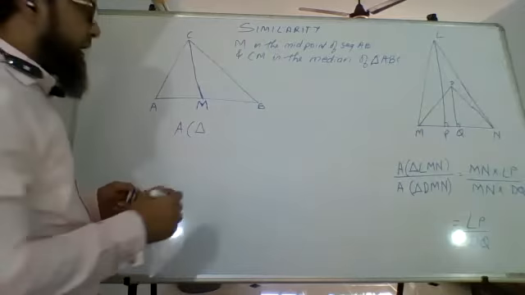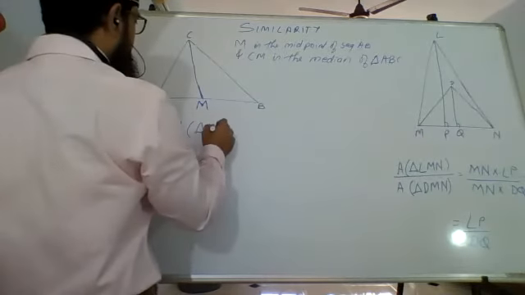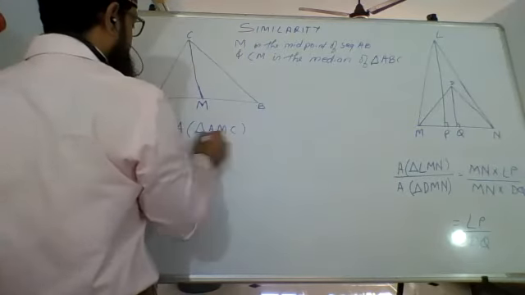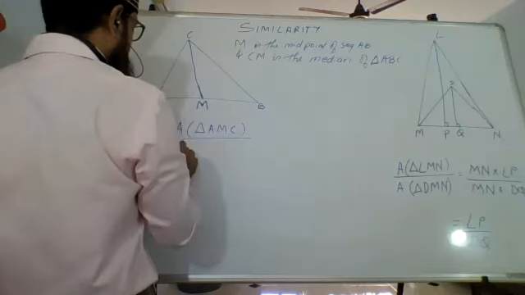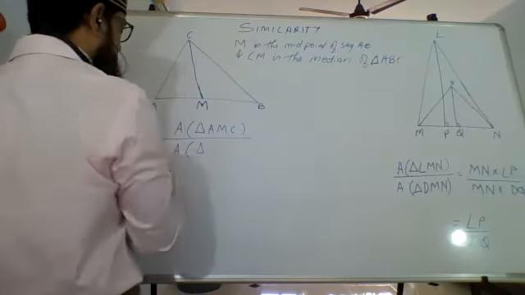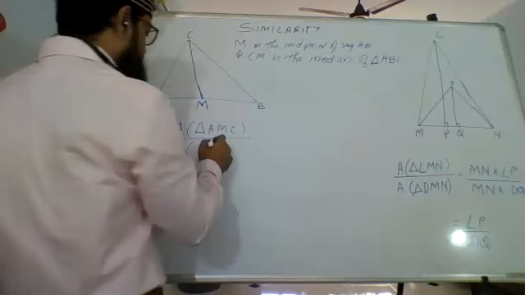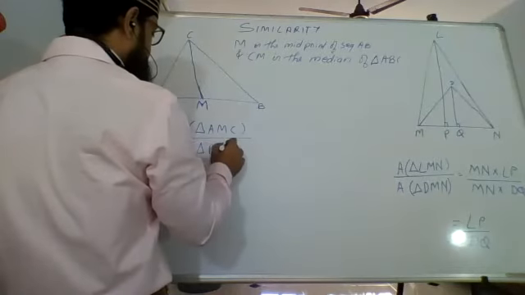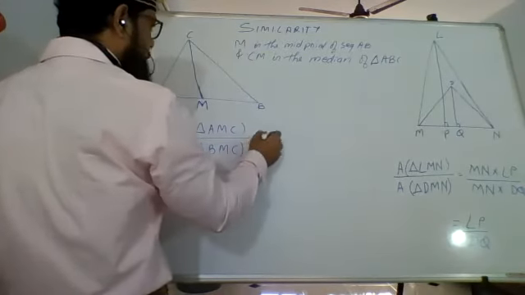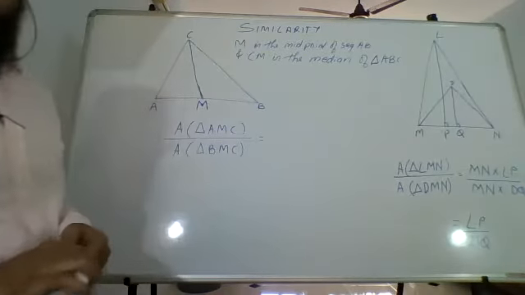area of triangle AMC upon area of triangle BMC. AMC upon BMC.